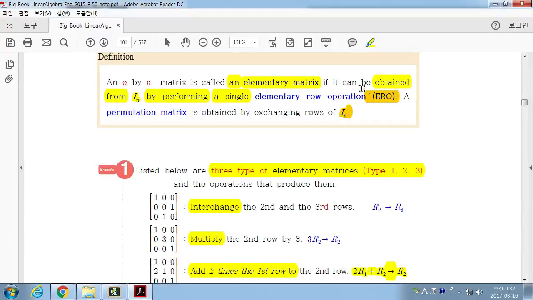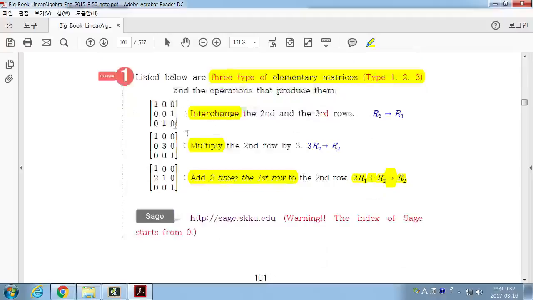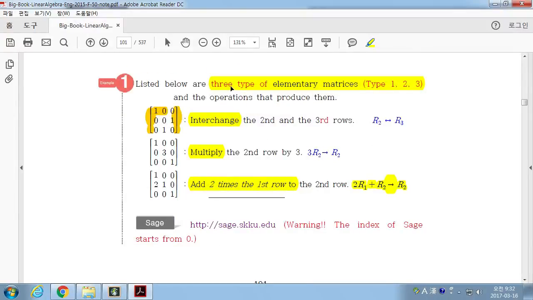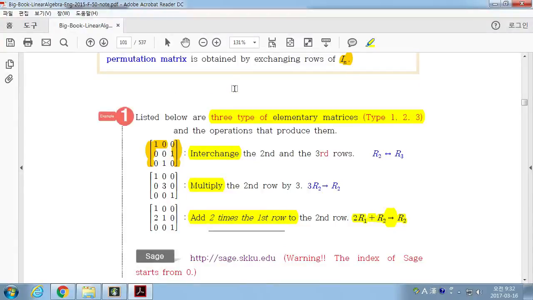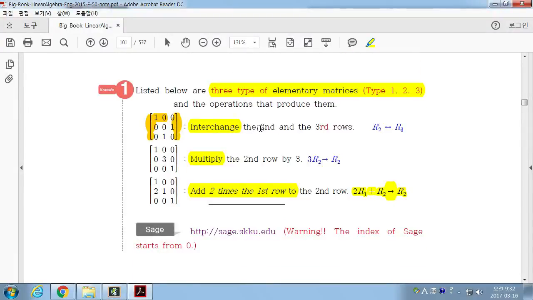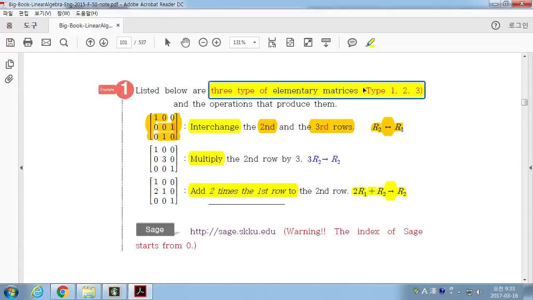Now, for this identity matrix, if you interchange the second row and third row, then from the identity matrix, the second and third rows have been interchanged like this. Then we call this the first type elementary matrix.